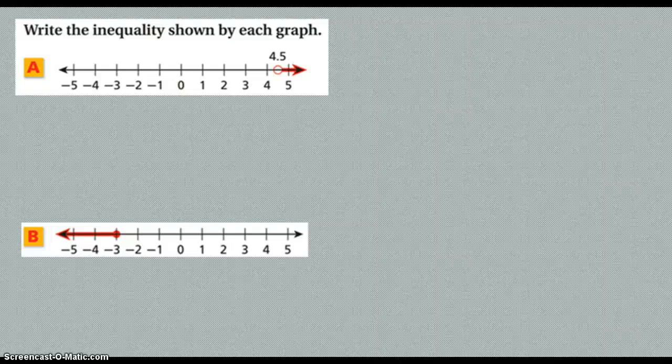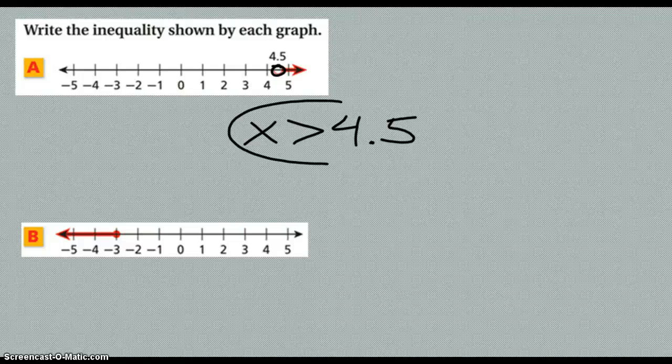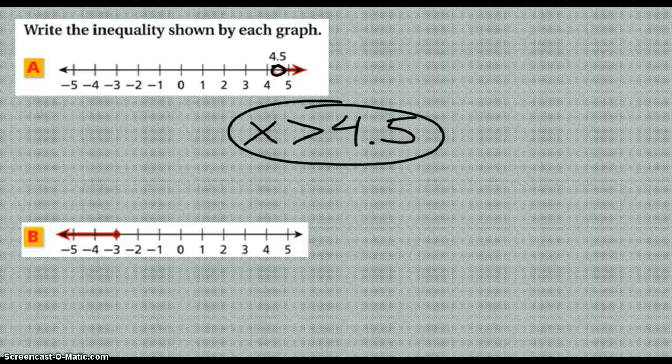All right, lastly, to write an inequality shown by the graph, we would just define a variable. So we would say, okay, x, or whatever we're talking about, is greater than 4.5, but not equal to 4.5. So this would be our inequality. And lastly, if we use x again, x is less than or equal to -3, since this is shaded in.